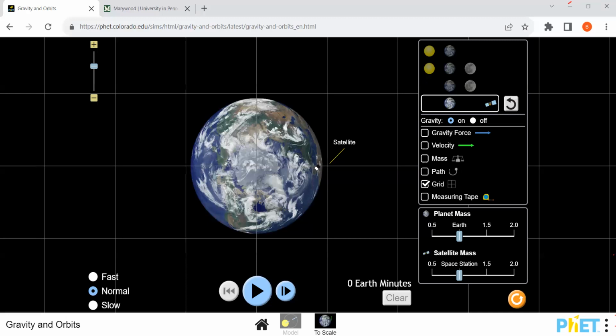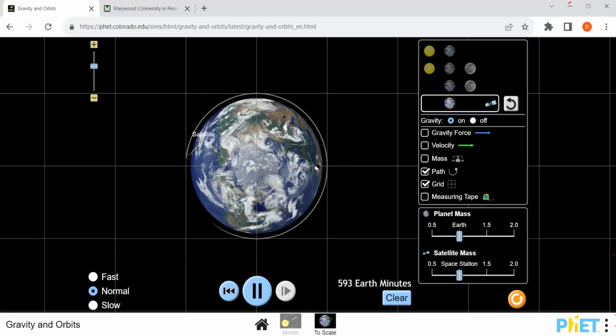So you see that if I start this, it is traveling in a circular path. You see the satellite's path is circular, so it is in circular motion. And for simplicity, let's assume that the motion is uniform circular motion. Although in real life it is not exactly circular, it's elliptical, in this model it is circular, and it is uniform circular motion.